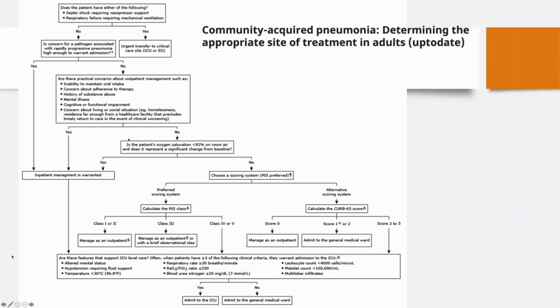So here's a nice fluid algorithm from UpToDate that takes you through determining the approach of the safe side of treatment for adults. I don't expect you to know every single path down this, but if you think about it logically, it takes you through the different things that you would need to assess before you decide whether the patient can go home or they're going to be admitted, and whether they're going to be admitted to the ICU or to the general medical ward.